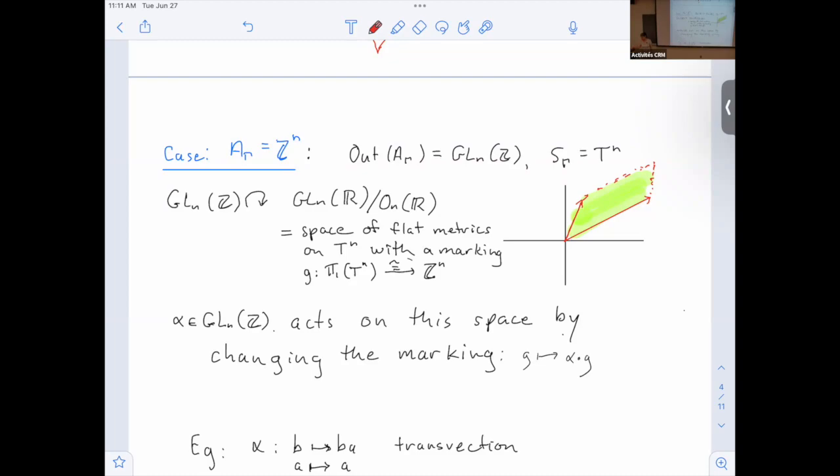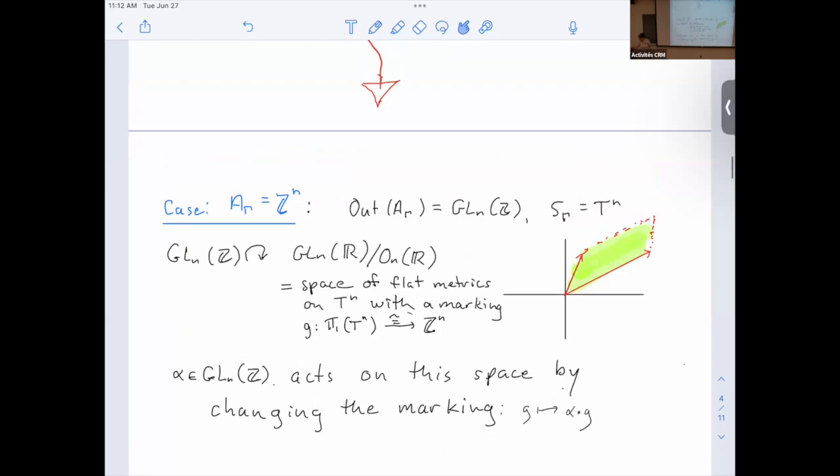Well, if you think of GL_n(R), its columns give you a basis. I've got some arrows here, and n is two in my picture. I've got some basis, and that lattice gives rise to a torus and gives a metric on this torus. And the fact that I've modded out by O(n,R) simply means I don't care about rotations. I could rotate it so that this vector goes down to here or whatever. I don't care about its position. I care about its shape.